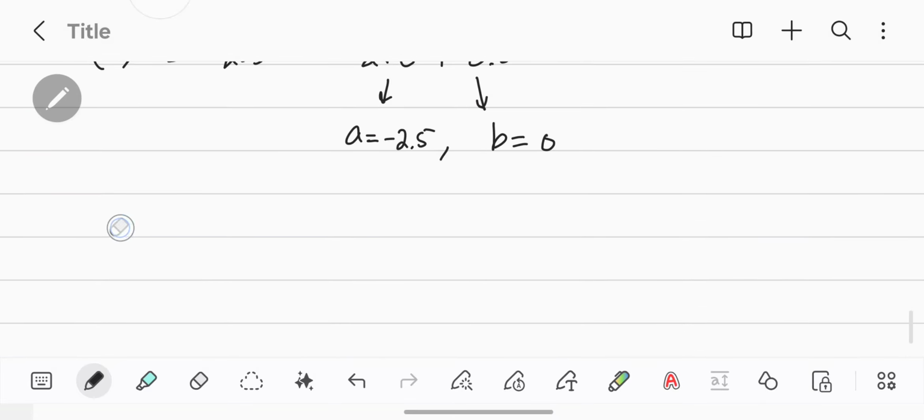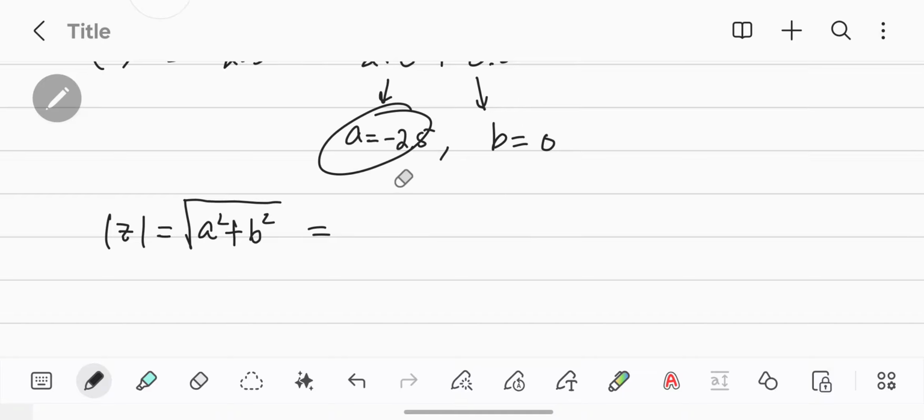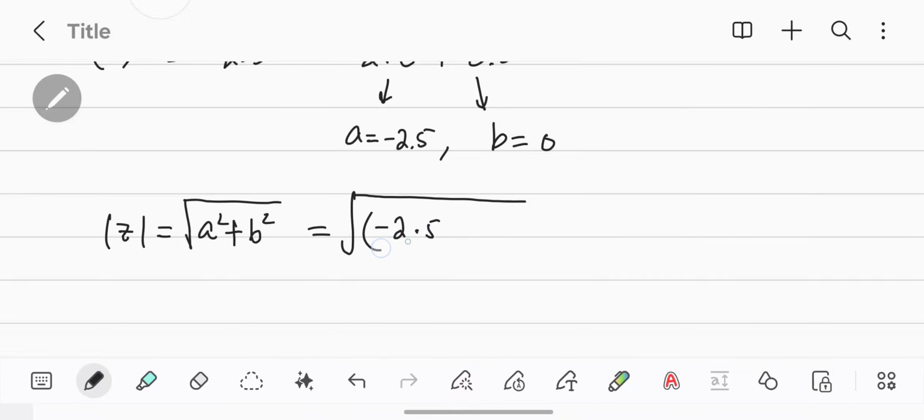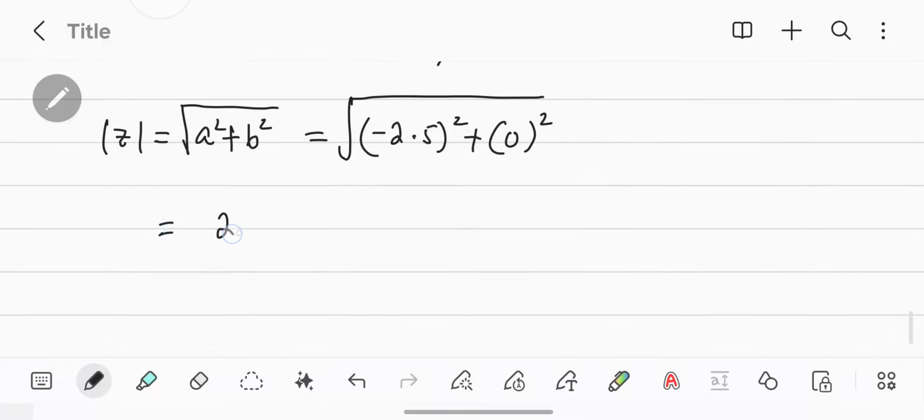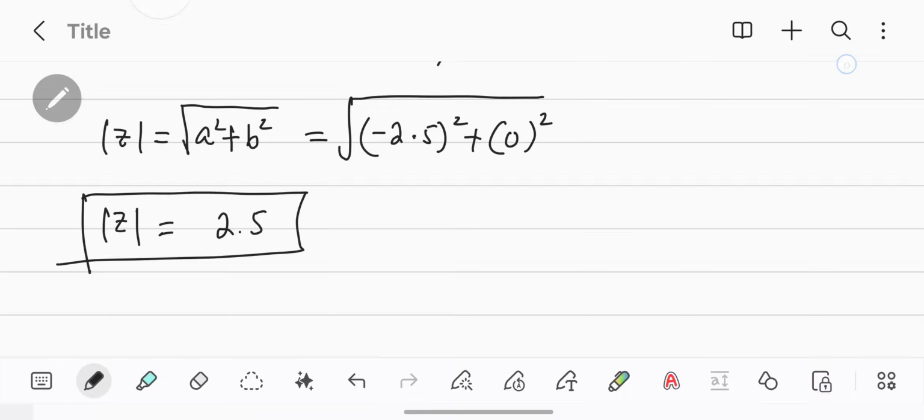Okay, so in order to find the modulus of the complex number, which is the square root of A square plus B square, if I plug these values in, I will get the square root of negative 2.5 square plus 0 square, because 0 B is equal to 0. If I solve this whole thing by calculator, I will get 2.5.